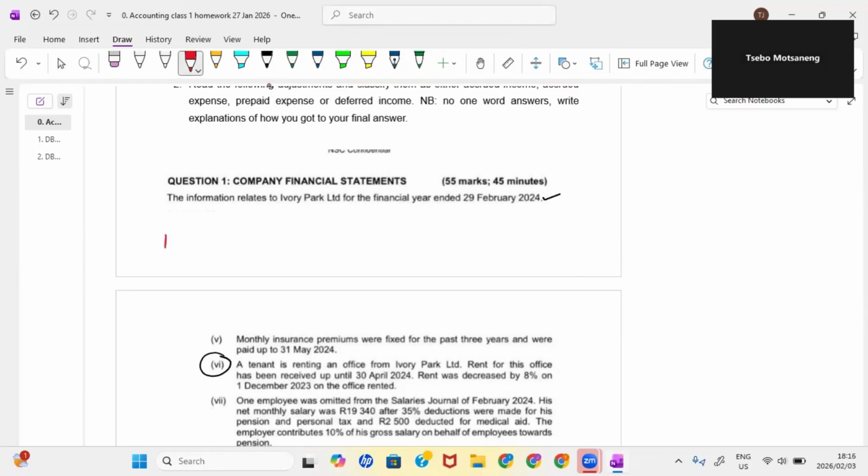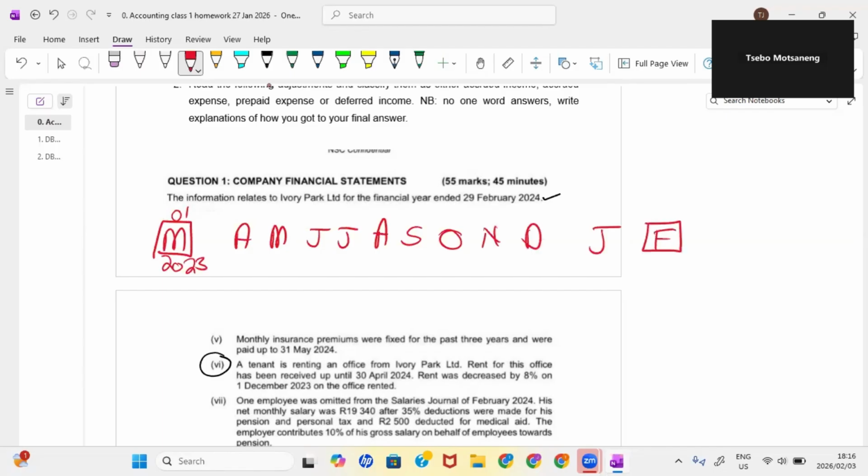We know that it is beginning in the month of March, the 1st of March 2023 to be specific. Then we have April, May, June, July, August, September, October, November, December, January, February, and then this is where it ends on the 29th of February 2024, right? That's our 12 months. Are we on the same page?